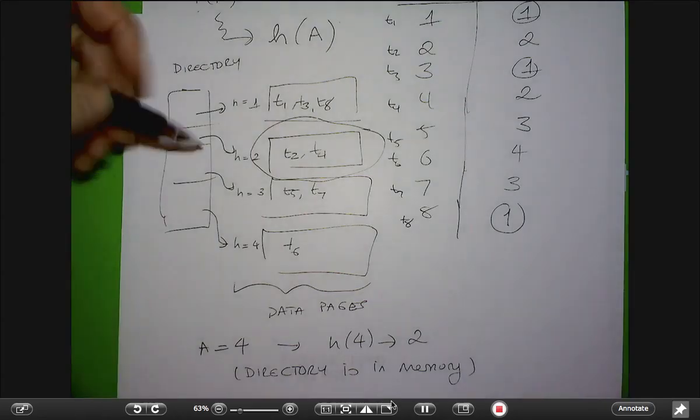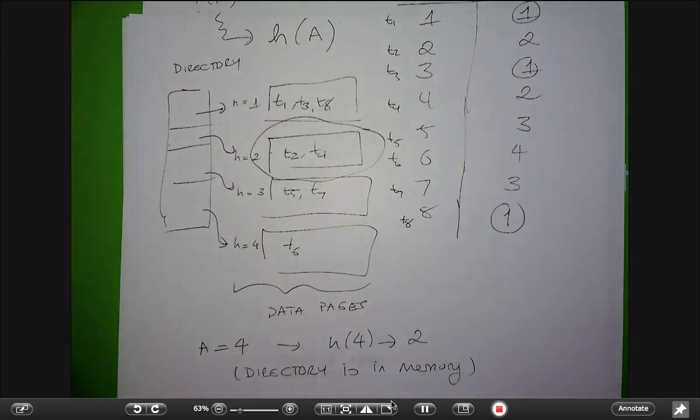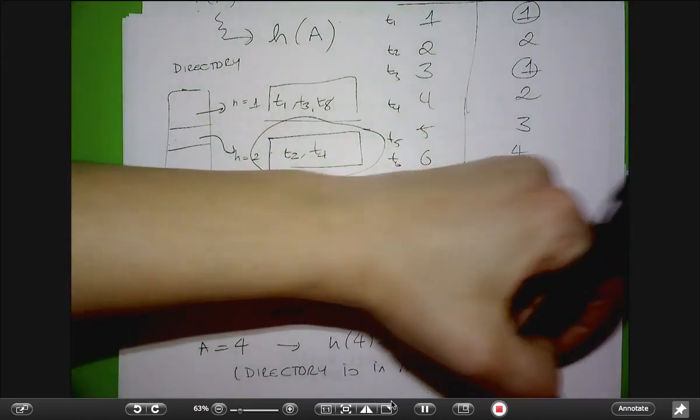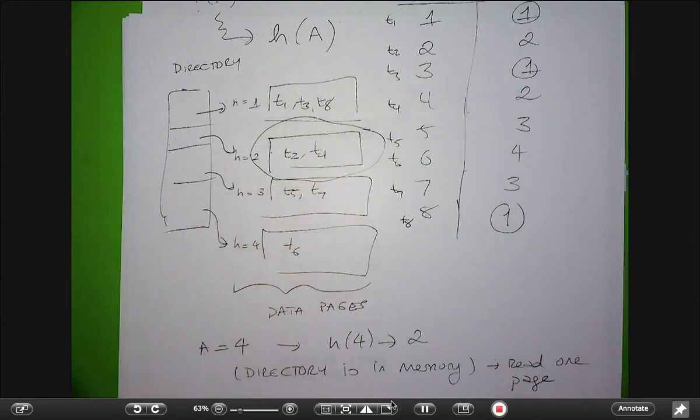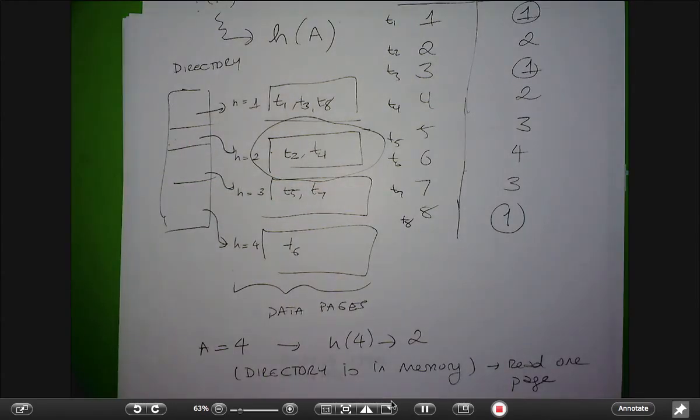Then all I need to do is read this one page and check if there is a tuple where a is equal to 4 in that page. So if I actually did not have these overflow buckets, then every single equality search is one disk access.